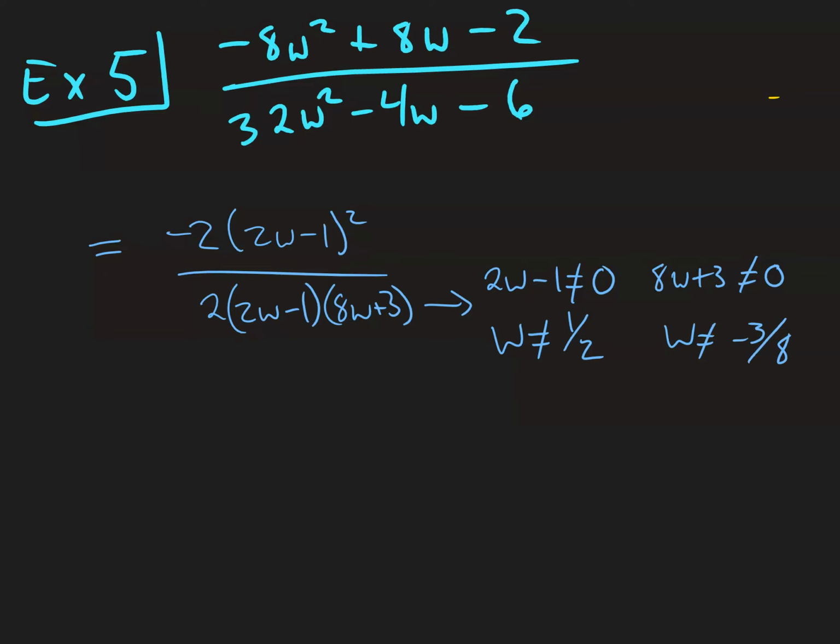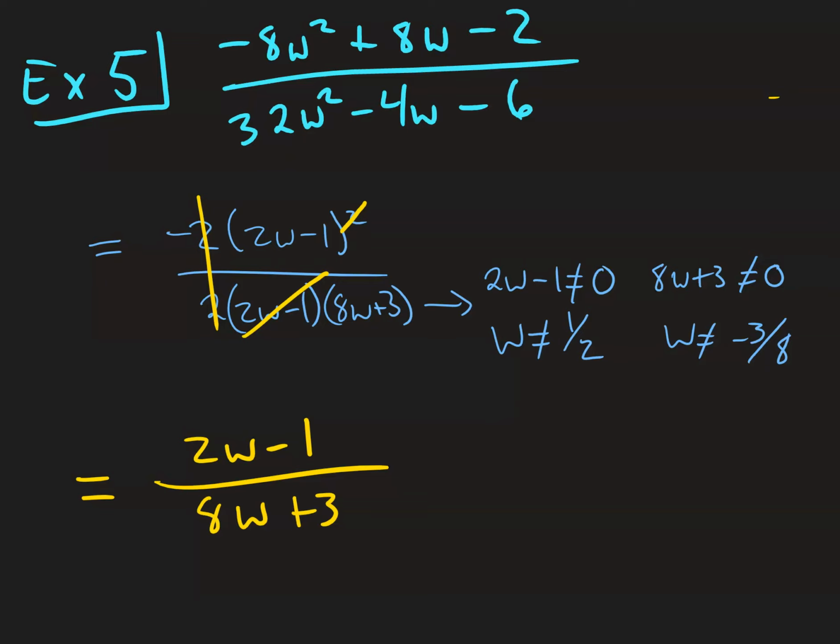Now let's see what we can simplify here. First thing that I notice is that I have a 2 divided by 2, which can be canceled out and simplified. And I also have 2w minus 1 squared, two of them, and here I have 2w minus 1. So I'm going to cancel one of those out from both the top and the bottom, meaning that my numerator is still going to have a 2w minus 1 in it, and my denominator, now that we've canceled out the 2, is just going to look like 8w plus 3. Of course, we have to warn people about our excluded values, so we can say w cannot equal negative 3/8 or positive 1/2.